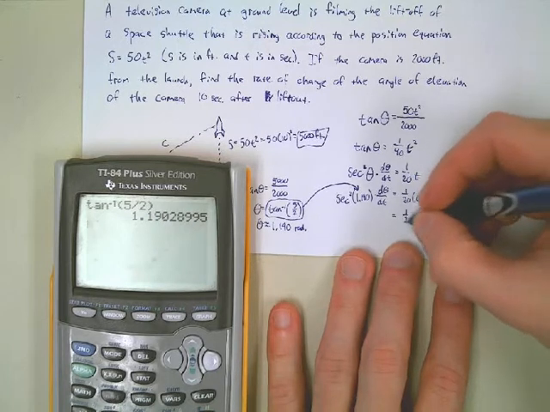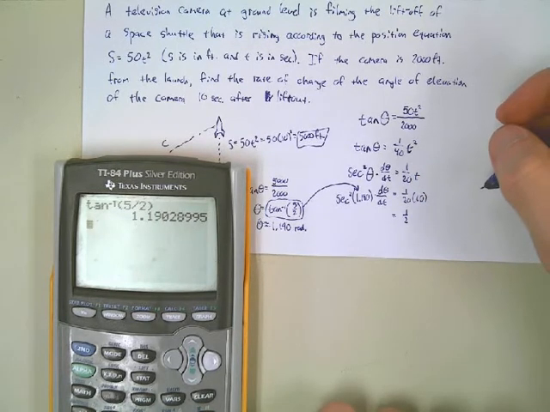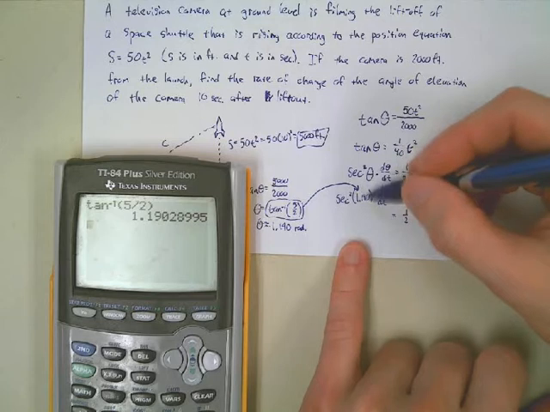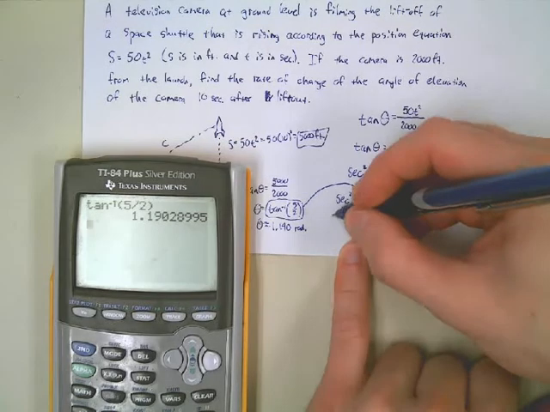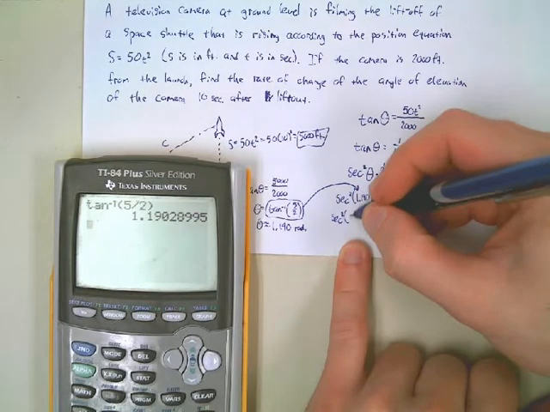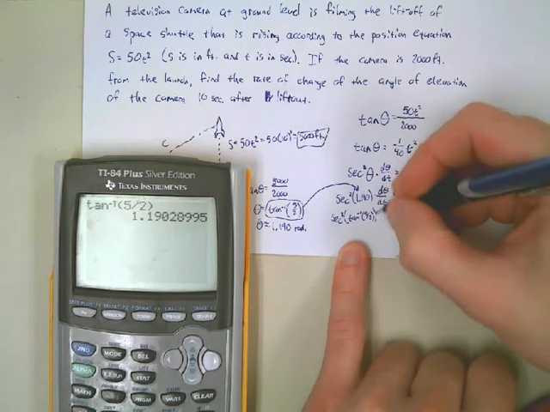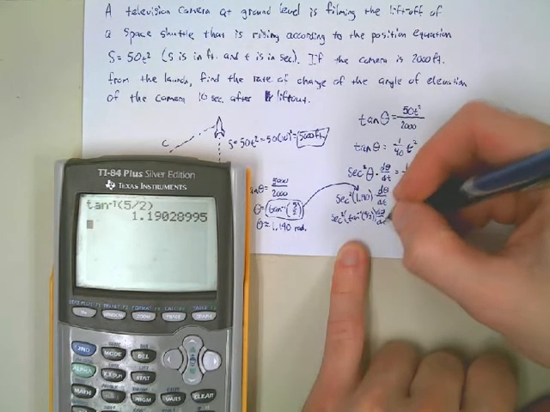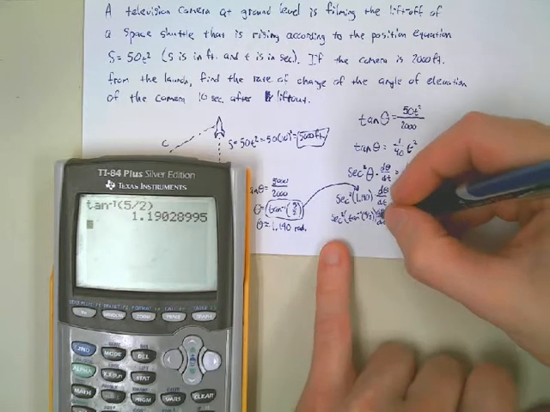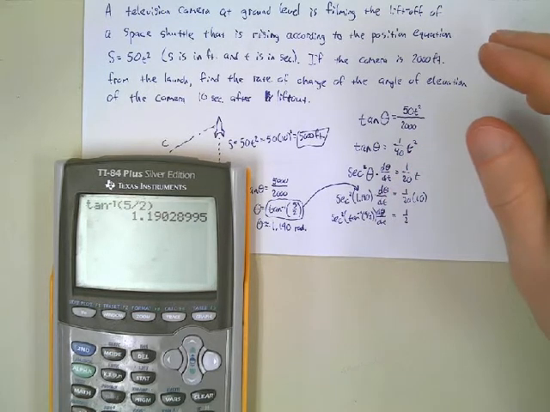And then secant squared... and maybe I will write that. Instead of writing the decimal there, I'm going to write it as tangent inverse of 5 halves, d theta dt. Question? Okay, where did I lose you, Emma? Right here?